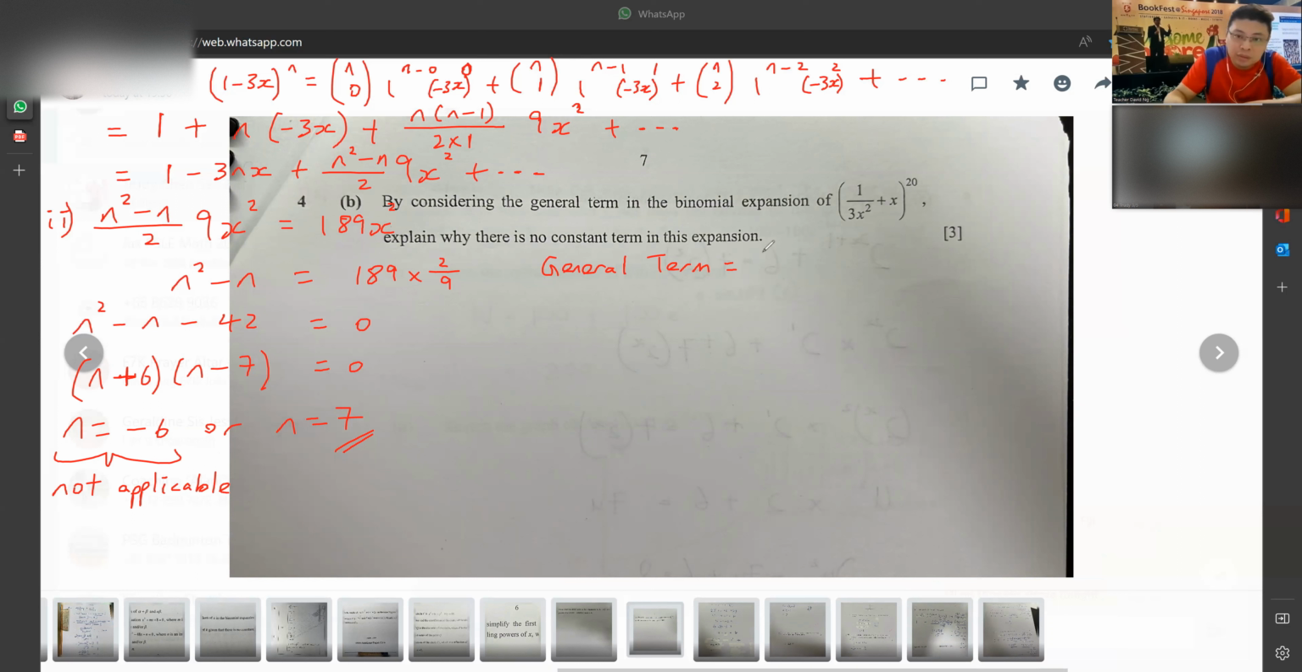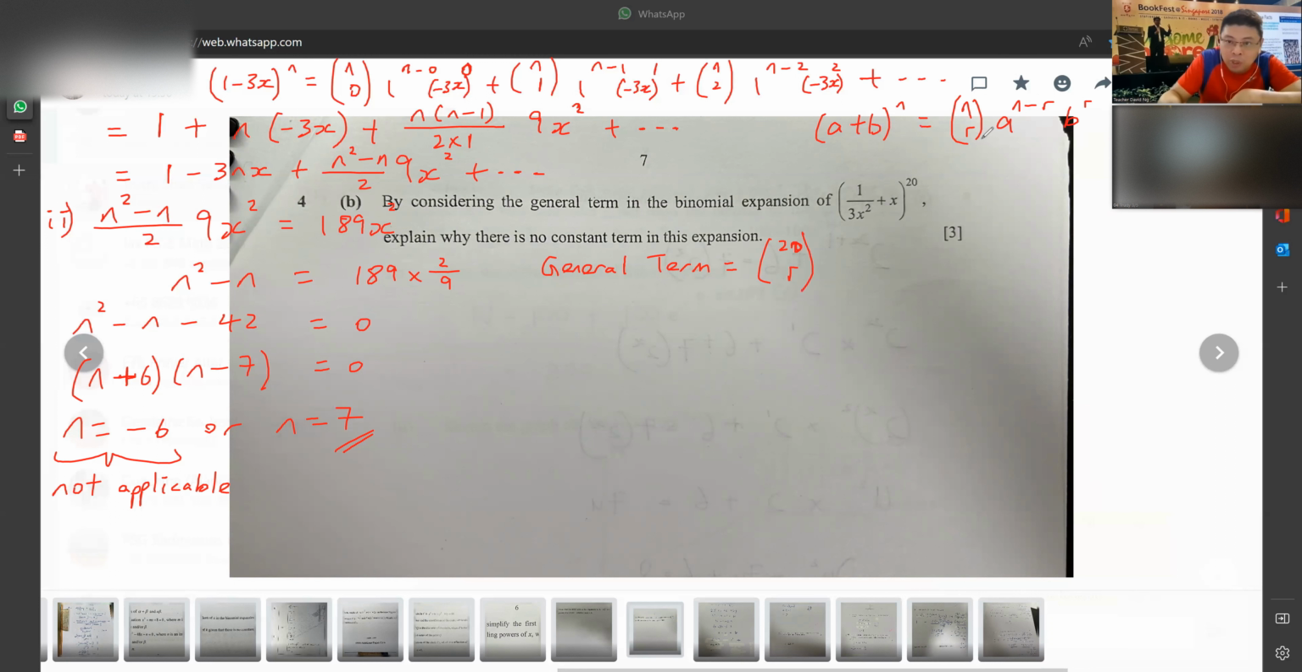Okay, general term, right? Because if it's general term of A plus B power n, this will be nCr, A power n minus r, b power r. And b power r, sorry. Yeah, because the indices add together must be n. So n minus r, then b power r. So this is the general term.